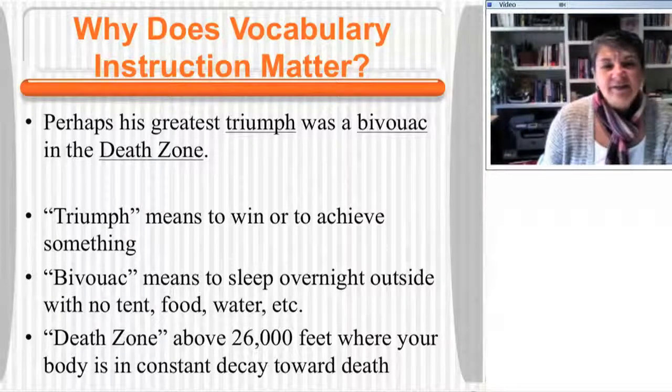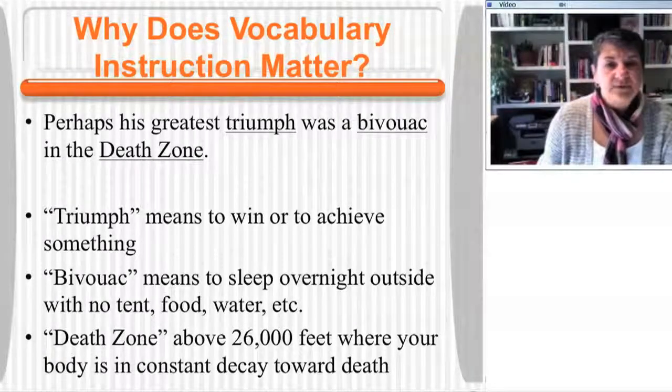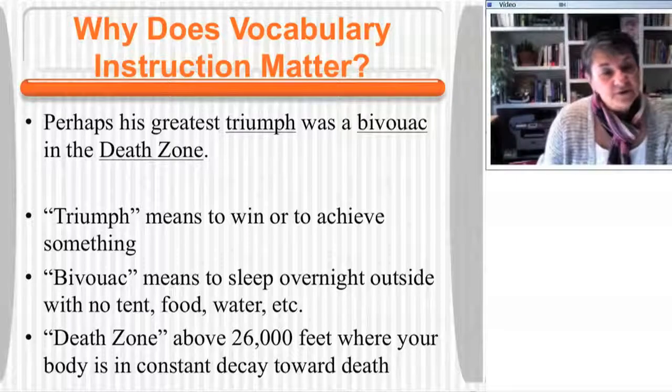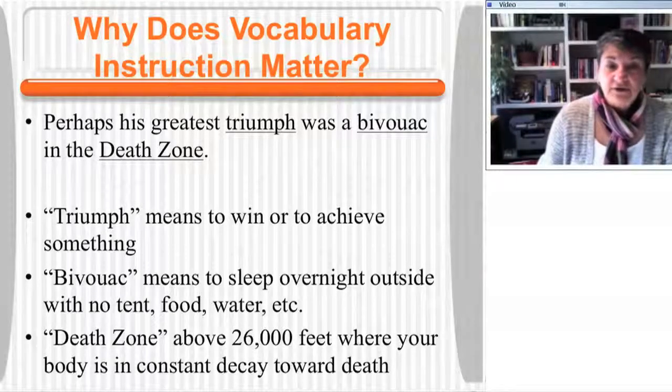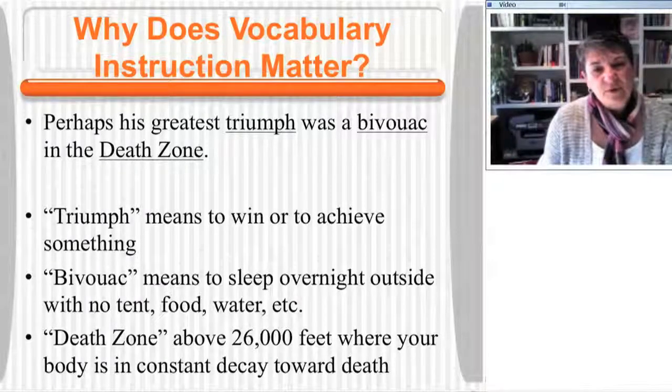So let's look at that sentence again. Perhaps his greatest triumph was a bivouac in the death zone. So maybe his greatest accomplishment was that he meant to live overnight in a place where people die lots and lots. So if you first look at the sentence, perhaps his greatest triumph was a bivouac in the death zone, you might think to yourself, well, what does that mean? But you can see the importance of vocabulary words.